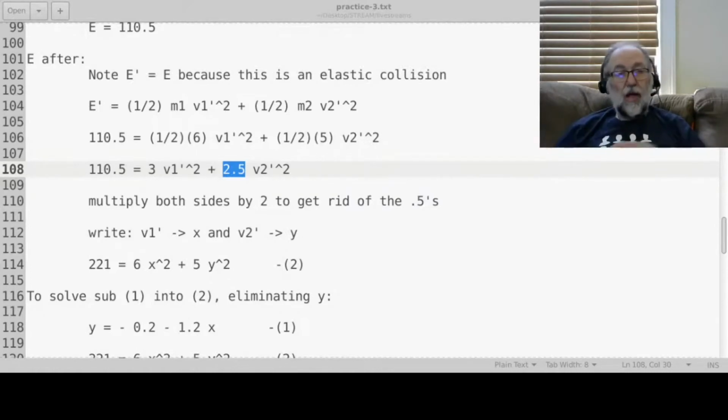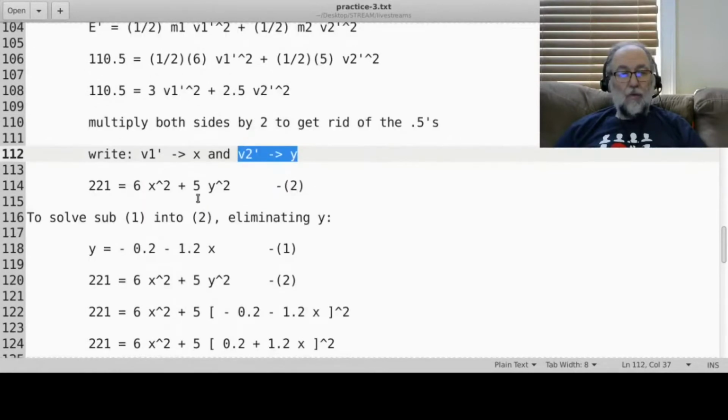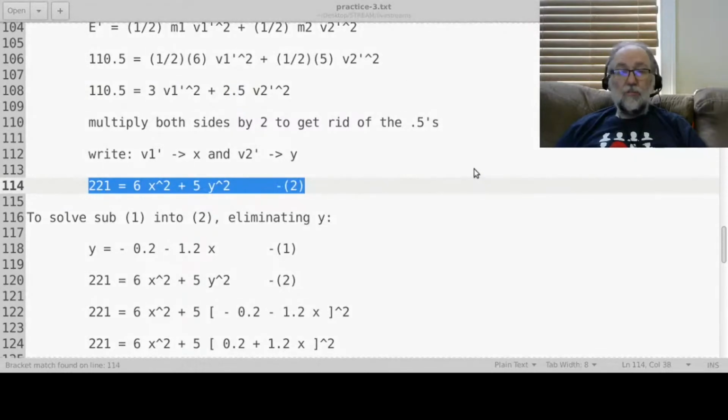Nothing mysterious. And again, I just renamed v1 primed x and I renamed v2 primed y. And then I get this equation here. So you can see here I had 110.5. Multiply that by 2, it's 221. The 3, that's 6. And the 2.5 twice that is 5. And you can see that I got rid of that 0.5 and that 0.5 just for convenience. And so there is my equation number 2.